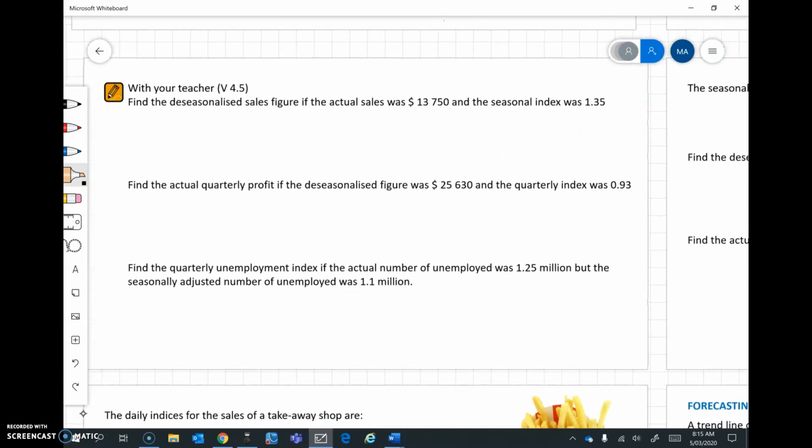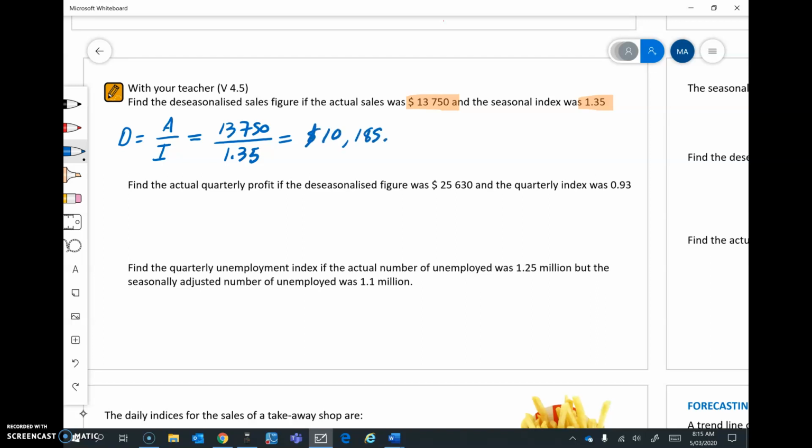We're asked here to find the deseasonalized sales figure if the actual sales were 13,750 with a seasonal index of 1.35. So looking at those equations from earlier, deseasonalized figure is equal to the actual sales divided by the index. So in this case we have 13,750 divided by 1.35. If we do that one, we get $10,185.19.